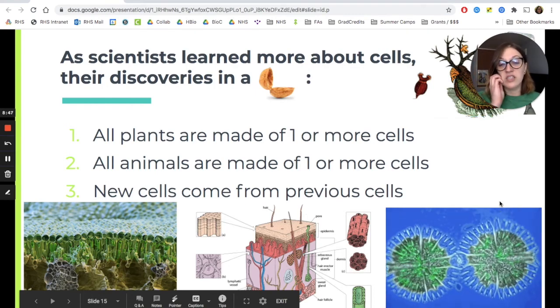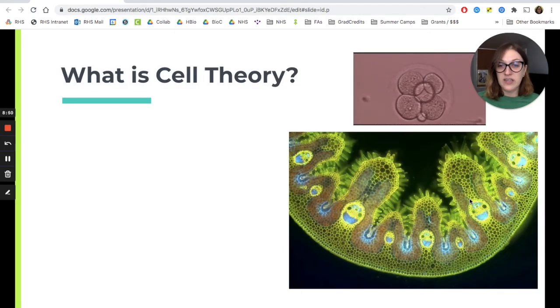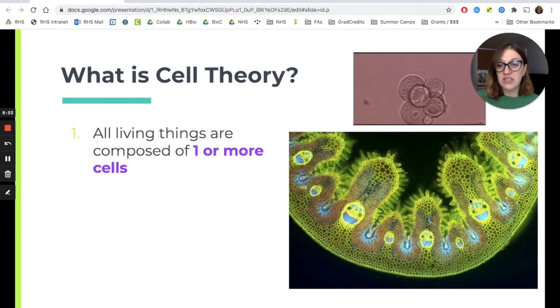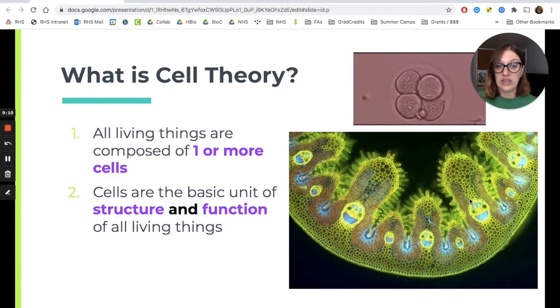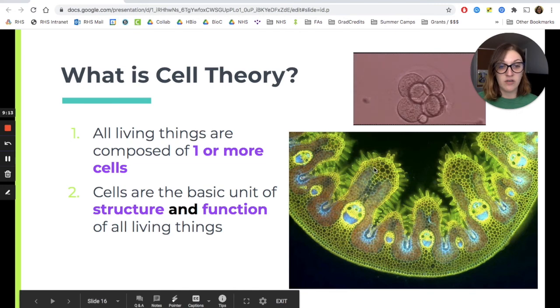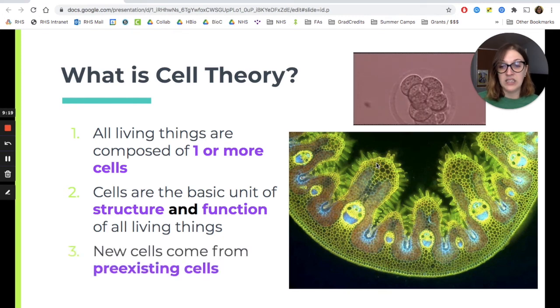So all of these discoveries eventually led to what we call the cell theory. So what exactly is cell theory? Cell theory states that, one, all living things are composed of at least one or more cells, meaning nothing smaller than a single cell is considered to be alive. Two, cells are the basic unit of structure and function of all living things, meaning all of these cells work together to build the organism and help the organism function. And last but not least, number three, new cells come from pre-existing cells. Through that process of cell division, we start with one original cell that divides into many.